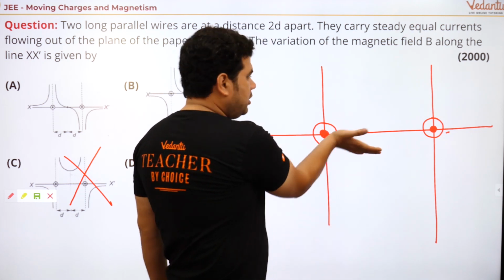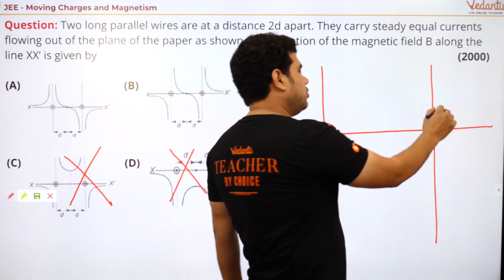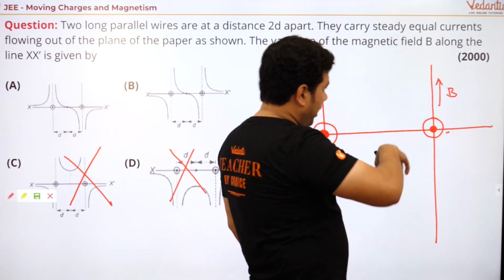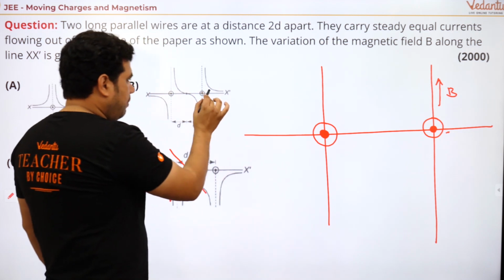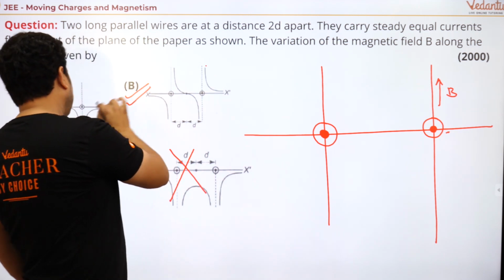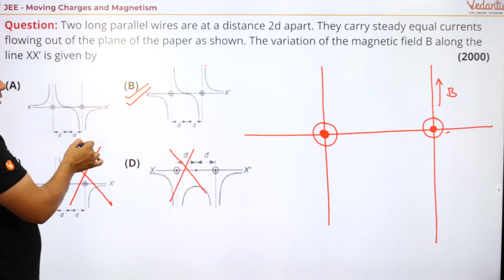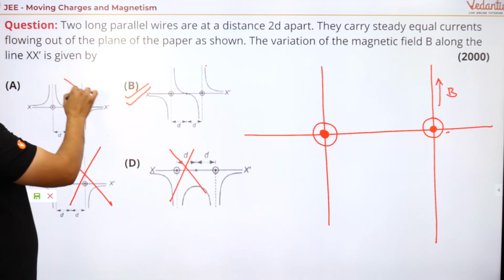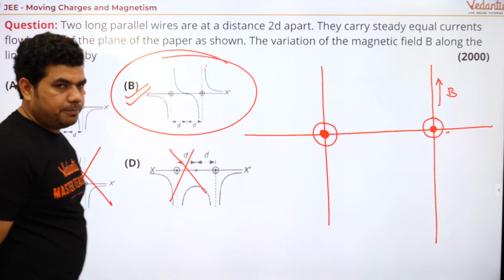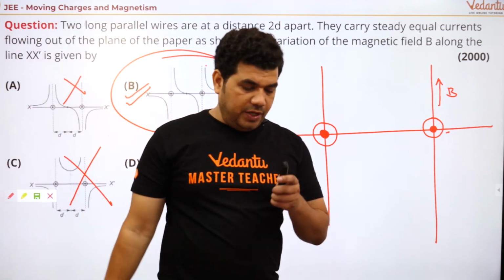And for this one is also upward direction, so if magnetic field is upward direction and this direction is shown by positive, so here the magnetic field should be like this. So the correct option is this, and here the magnetic field is inward, that means downward, which is not possible. So the correct option is B. Got it? That's a very easy question.